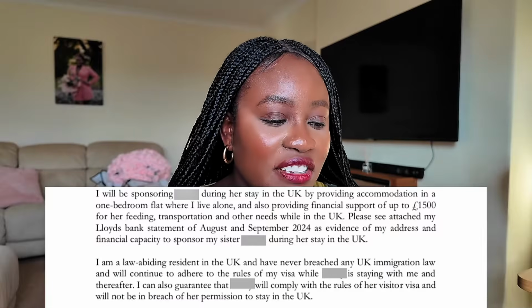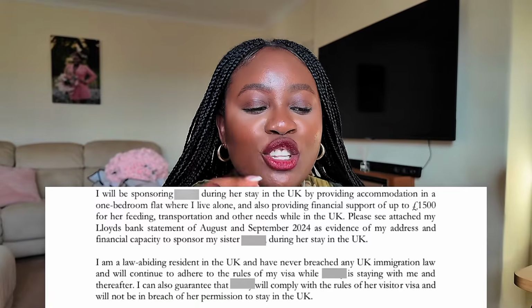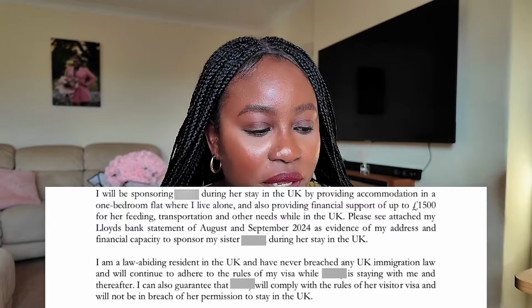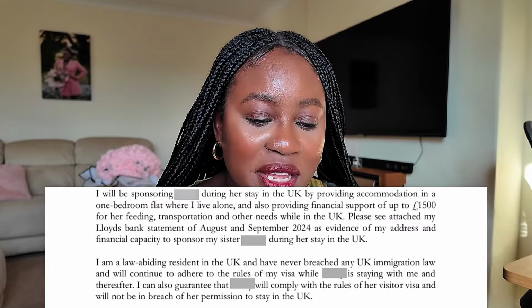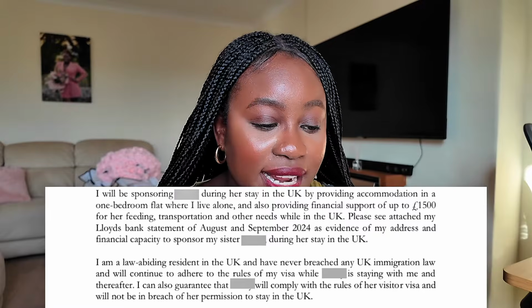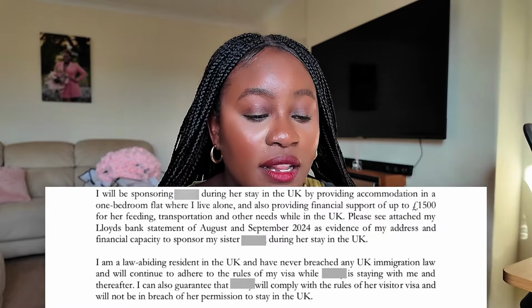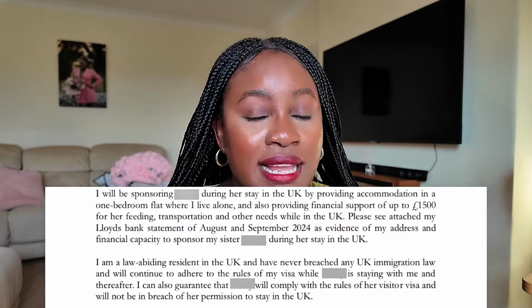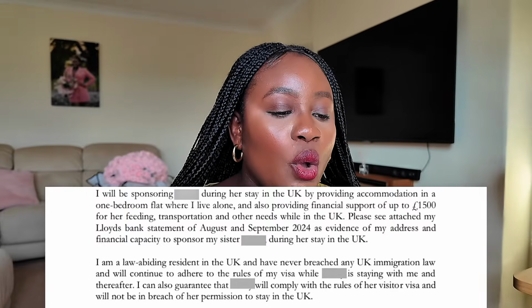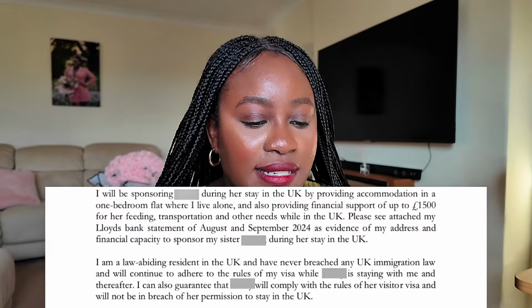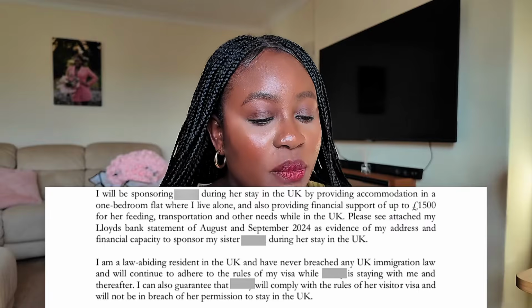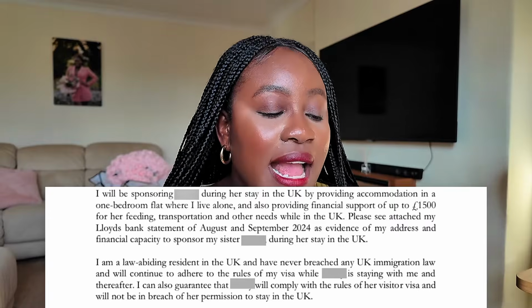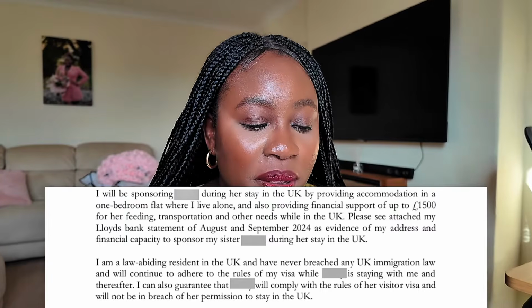So I said, as evidence of my address and financial capacity to sponsor my sister during her stay in the UK, I am a law-abiding resident in the UK and have never breached any UK immigration law and will continue to adhere to the rules of my visa. Every time I say my sister, I mention her name. So while my sister is staying with me and thereafter, I can also guarantee that my sister will comply with the rules of her visitor visa and will not be in breach of her permission to stay in the UK.